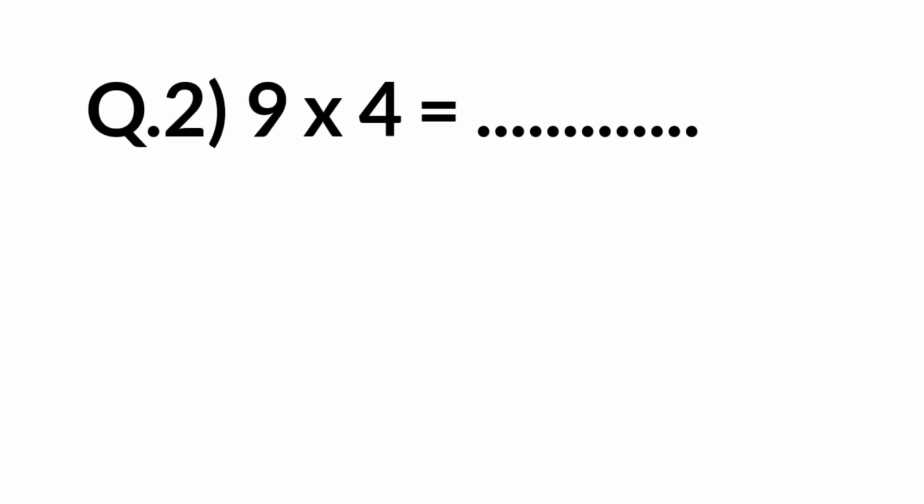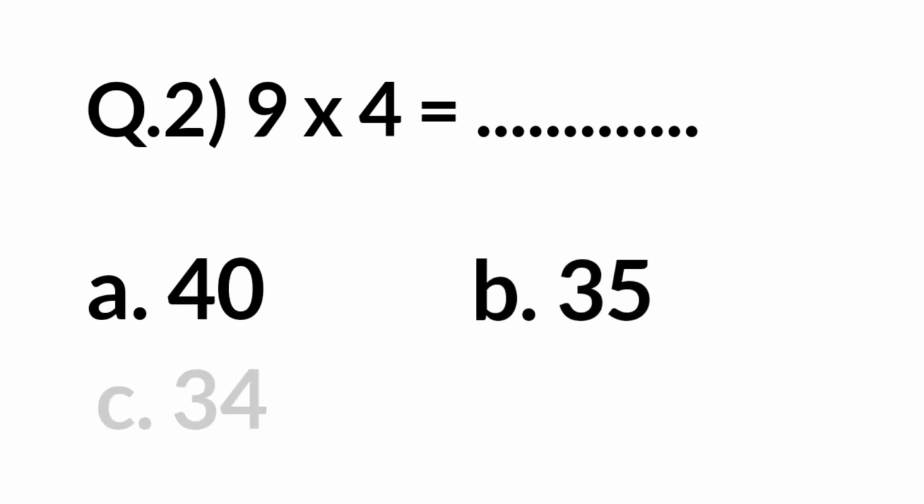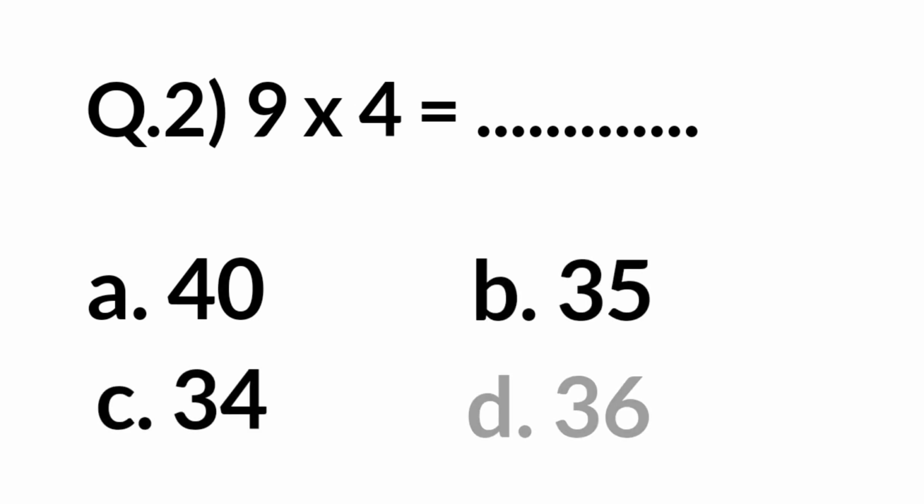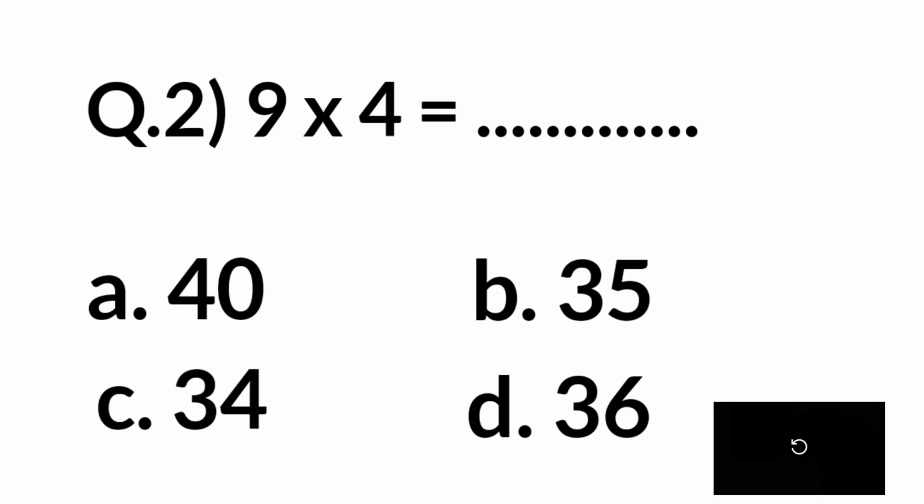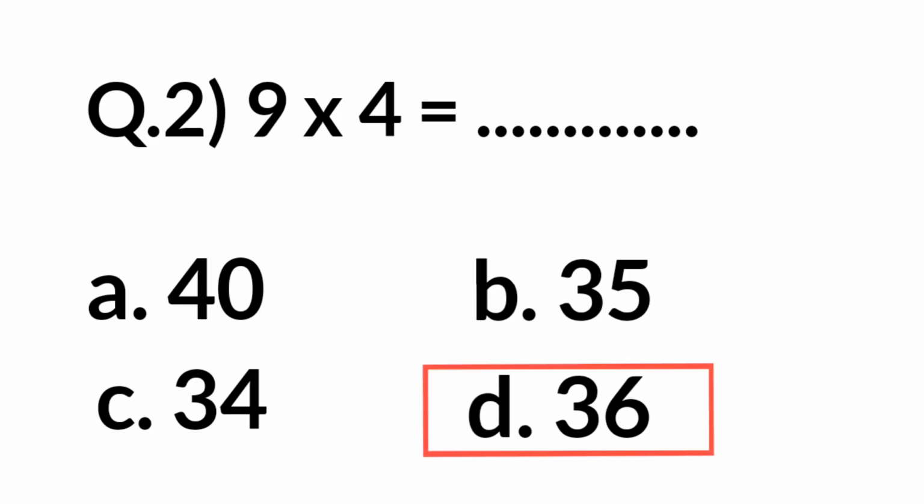Question number 2. 9 multiplied by 4 is equal to option A 40, option B 35, option C 34, option D is 36. Correct answer is option D 36.